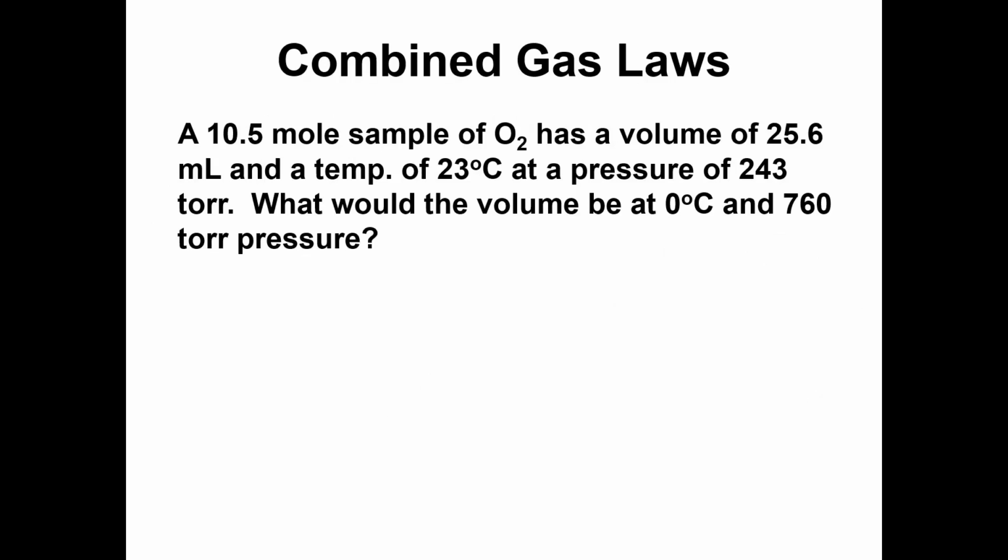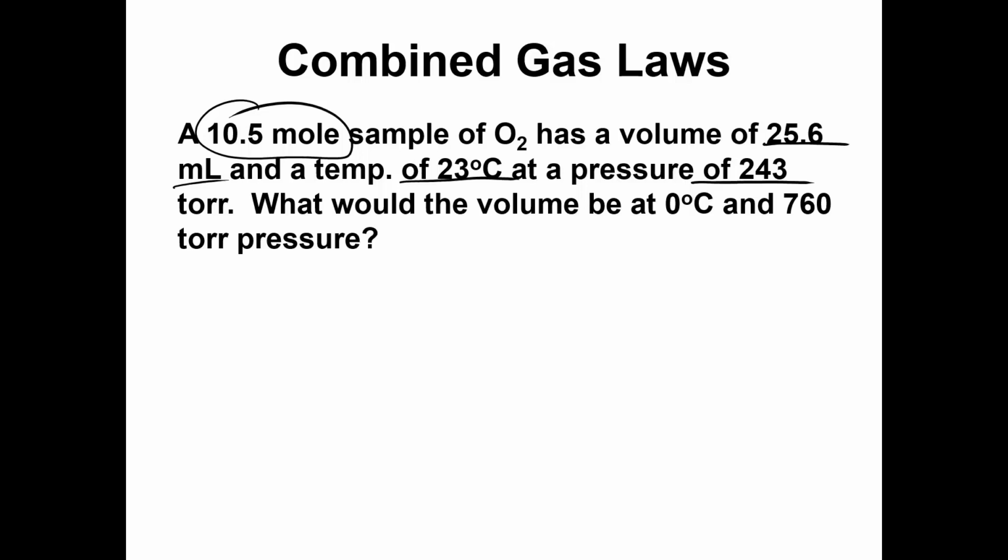Okay, and so then we can work problems with this. A 10.5 mole sample of oxygen has a volume of 25 milliliters. So we've got 10.5 moles. It's at 25 milliliters, and it has a temperature of 23 degrees Celsius and a pressure of 243 torr. So you have all four variables here, right? And then the question is, what would the volume be at 0 degrees and 760 torr?